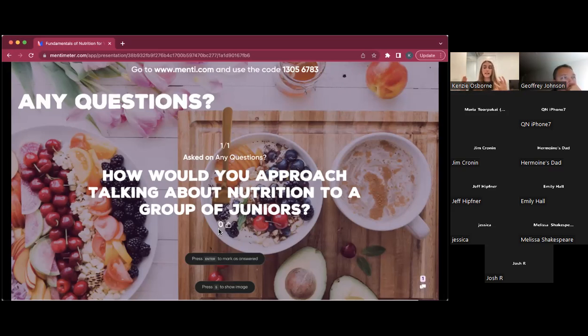So really making that connection, walking through what a healthy meal looks like and what those components of food are actually doing for their body. Hopefully that helps a little bit.